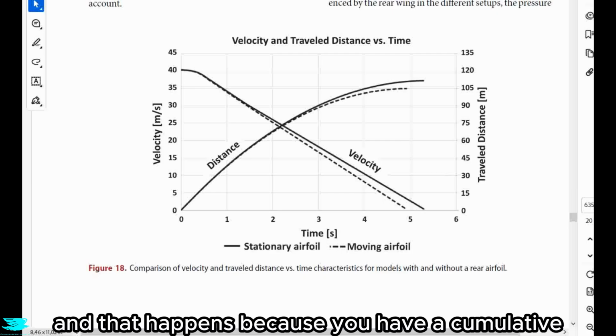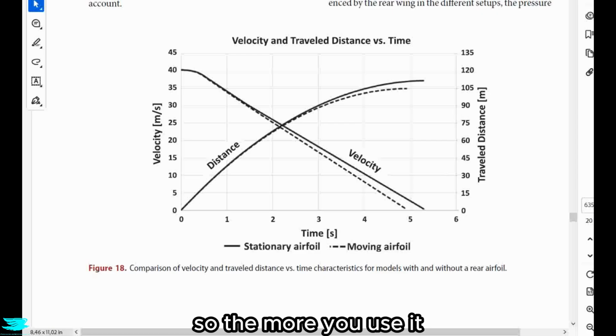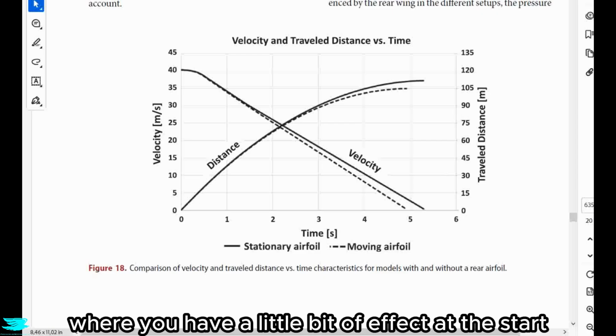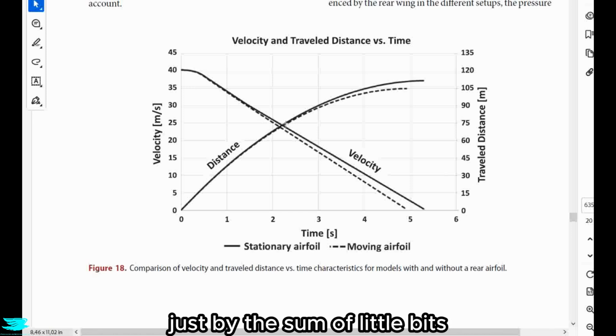And that happens because you have a cumulative aerodynamic effect of the wing on the car. So the more you use it, the more impacts the final results. It just adds up over time, where you have a little bit of an effect at the start, and more and more just keeps adding up just by the sum of little bits.